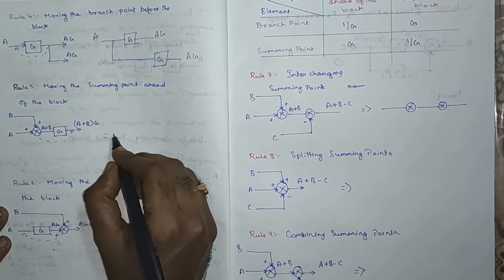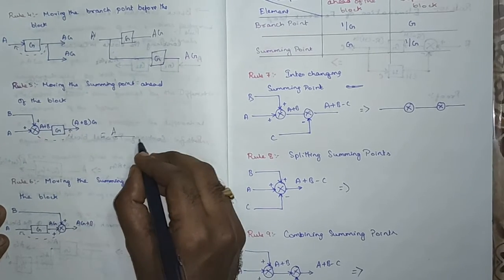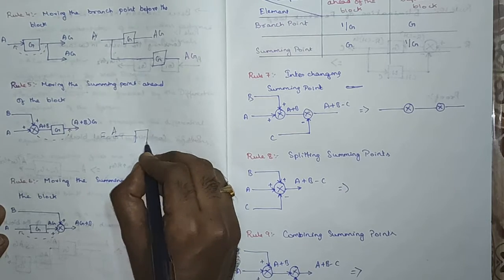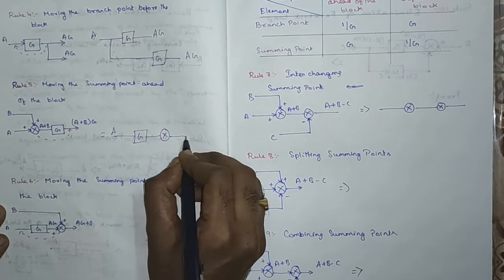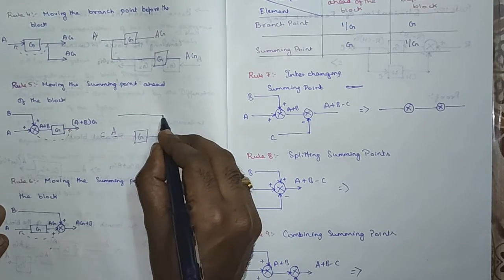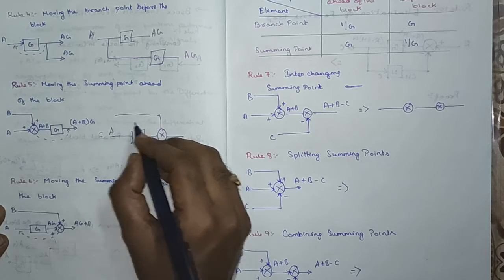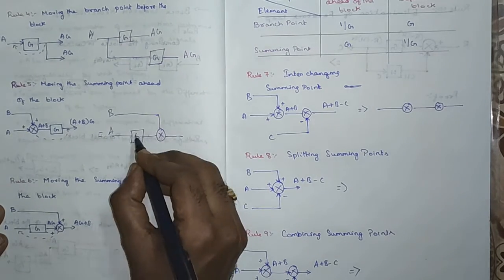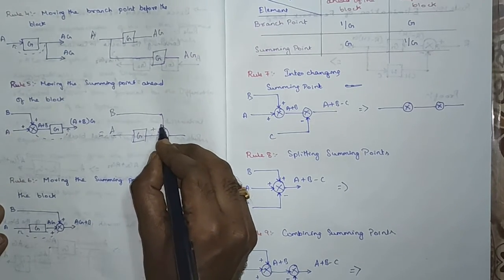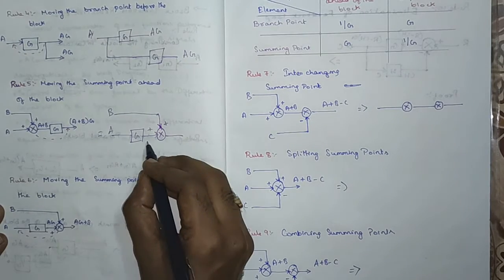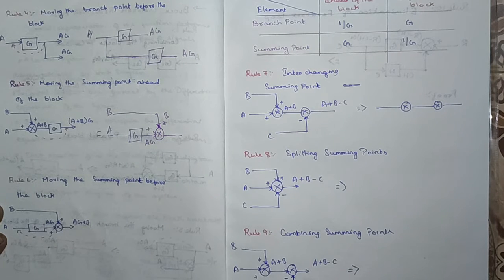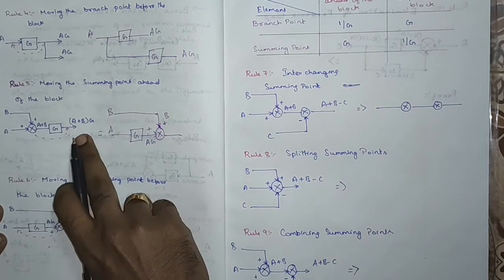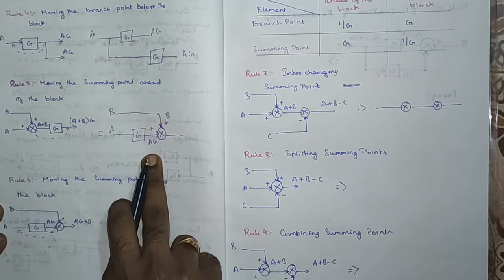Now they are asking us to move this summing point ahead of the block. So the block has been given here g, and you will get the summing point here, and the output is obtained here. So the second input is being given ahead of this block g. We have plus and plus here based on the sign. So the output of this one is ag, and this one is b. We are supposed to get the output of a plus b into g, that is ag plus bg, but we are getting ag plus b.